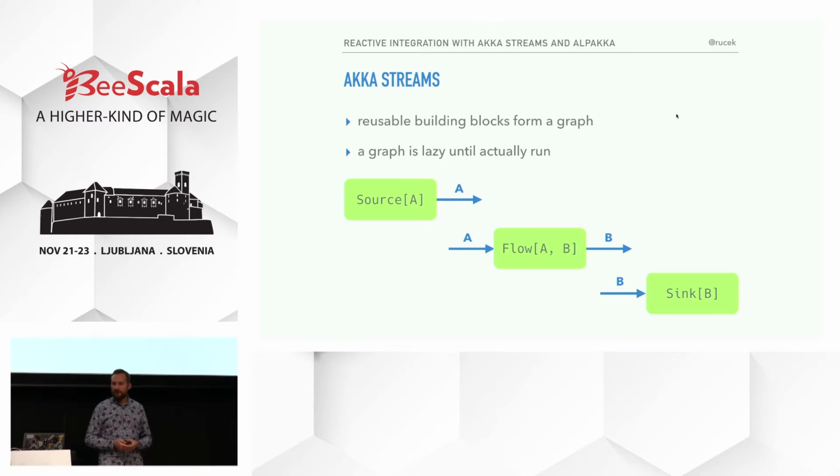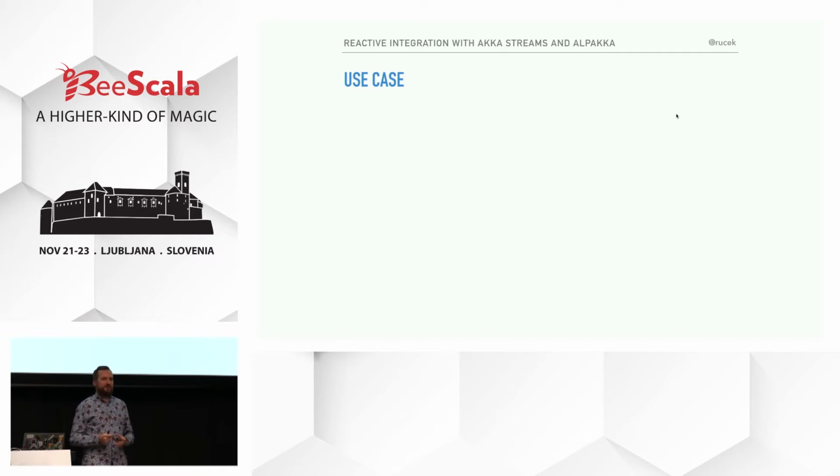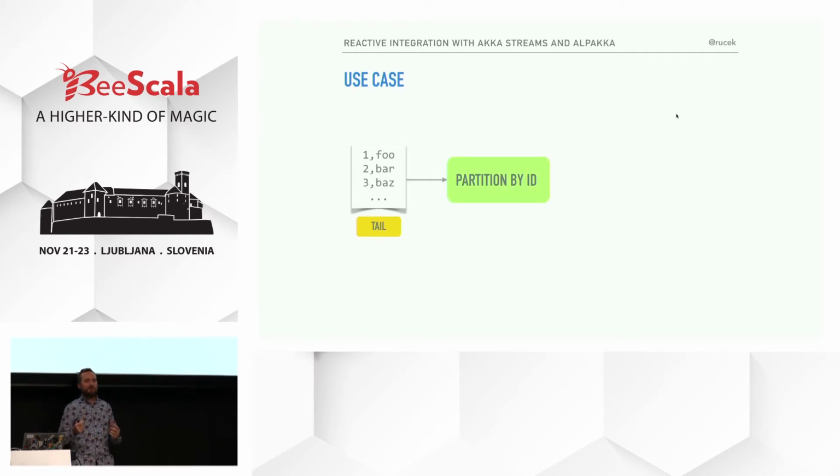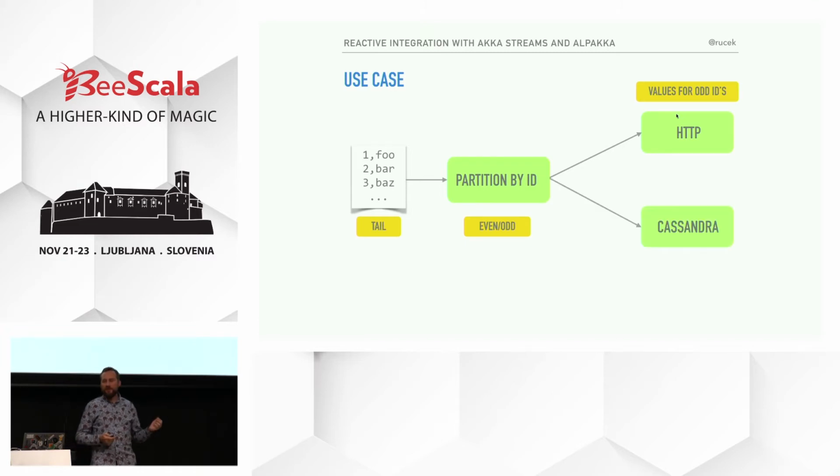And now, before I start coding, I just want to describe the use case that we'll be dealing with. It's simplified, but it should show you some nice things. We'll start with tailing CSV files that have in each line a number and a string. We want to be observing the file constantly, monitoring it. Then we will be partitioning the lines by ID. Whenever the ID is odd, we are going to send it to an HTTP server. Whenever it's even, we're going to send it to the database. In this case, it's Cassandra, but it can be anything.